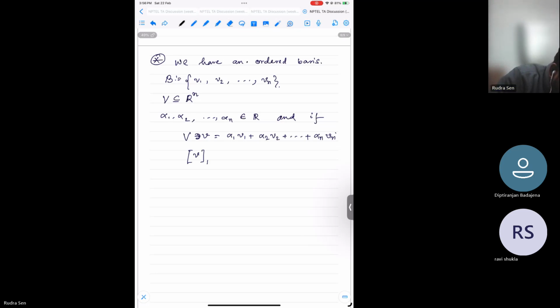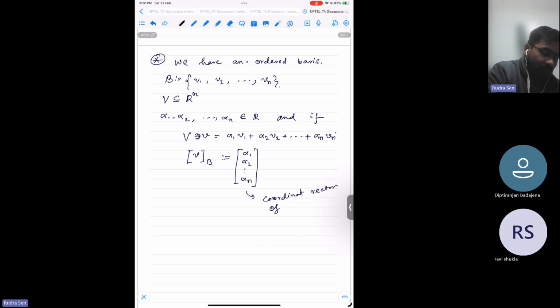V at ordered basis B equals alpha 1, alpha 2 to alpha n. This representation suggests that alpha 1 is multiplied with v1, alpha 2 is multiplied with v2, and similarly alpha n is multiplied with vn. So this is called the coordinate vector of capital V. Okay.